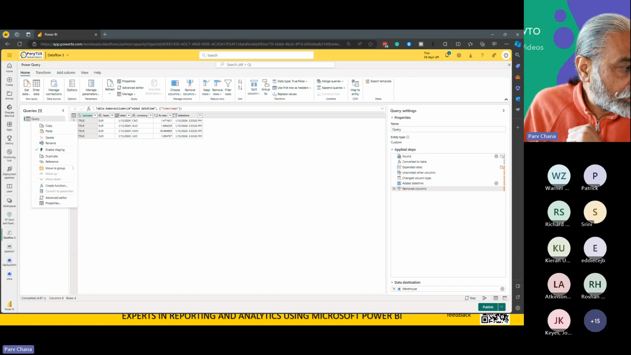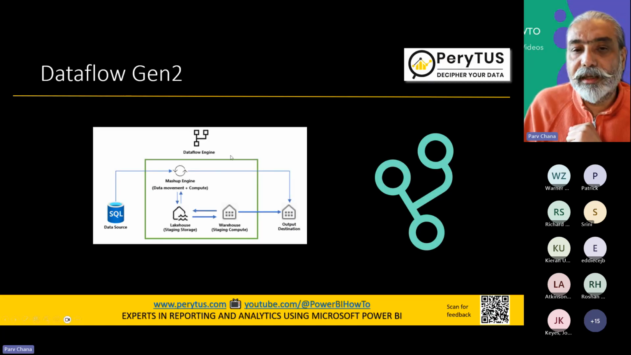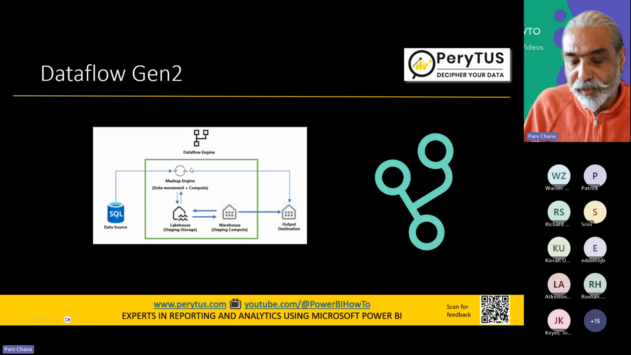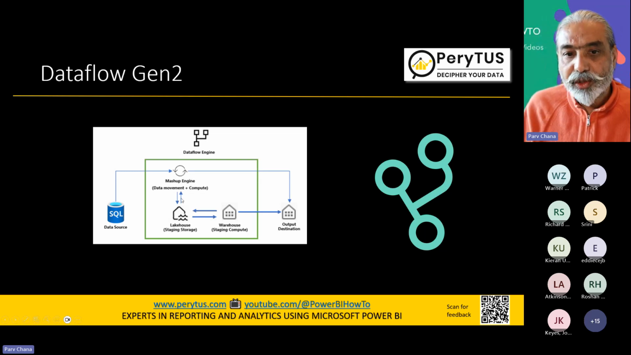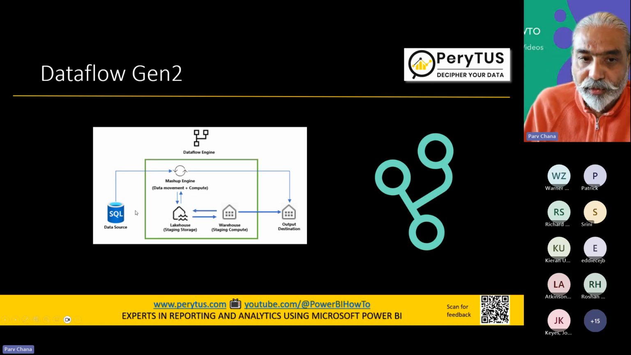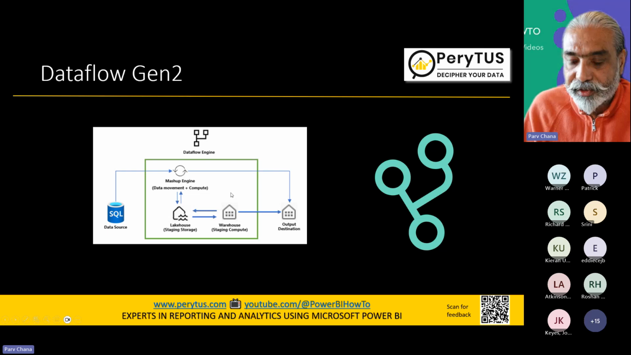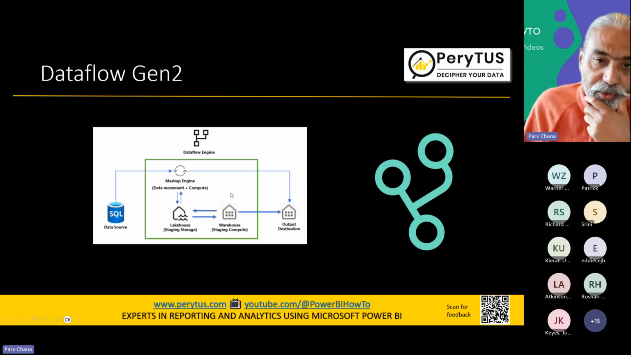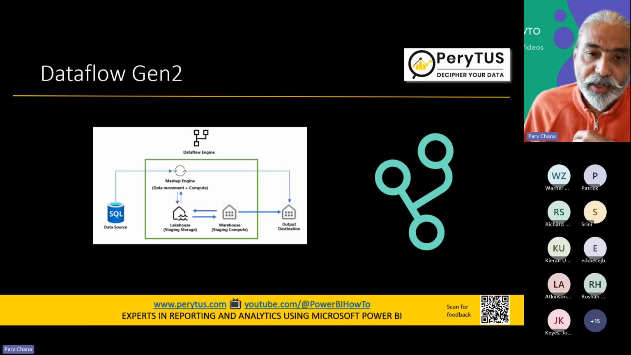The reason I brought that up is that this particular slide talks about how it works. This is the mashup engine, which is what Dataflow runs. It goes back and forth to the staging storage, depending on whether enable staging is turned on or not. If it is not turned on, it will go directly to the output destination and would not do this dance around these things, and it can improve your refresh time. So keep that in mind when you're working with Dataflow Gen 2.